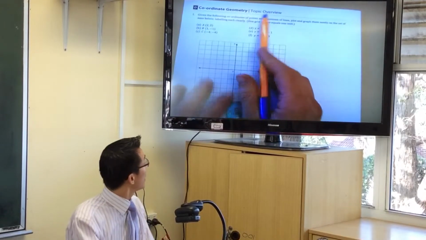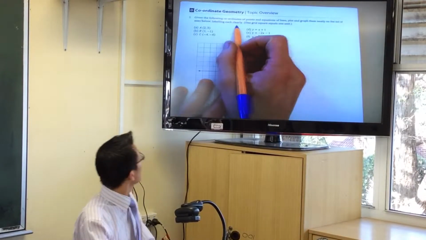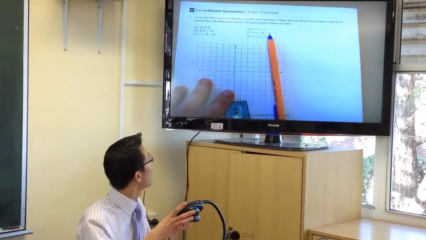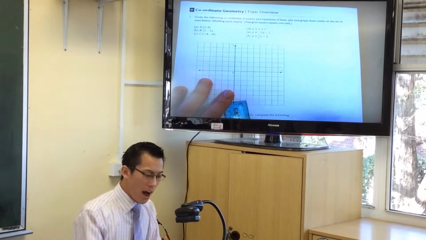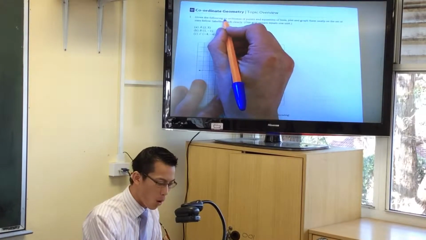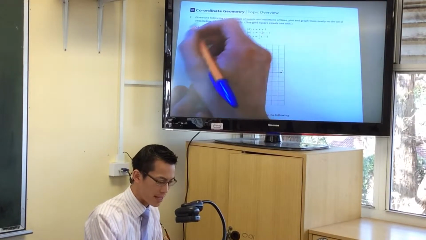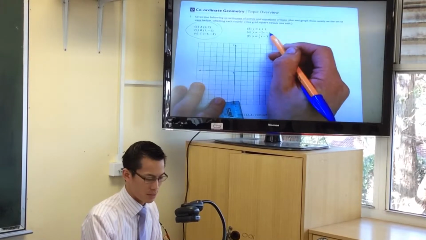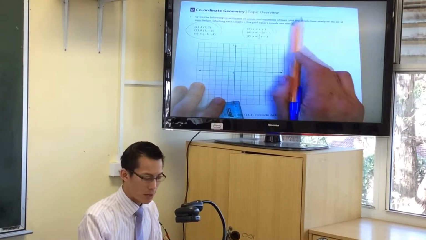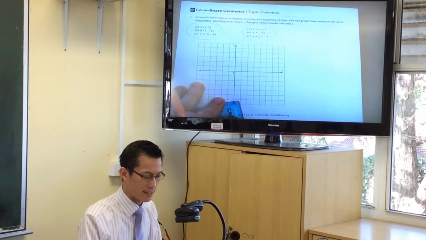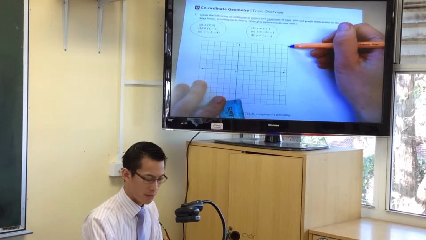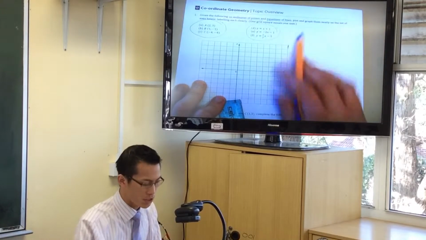Given the following, and then they name two different things. Sorry, that's a bit blurry, isn't it? Can I fix that? Alright. Can you guys read it? Yeah, that's better. Okay. Given the following coordinates of points, that's what these guys are, and equations of lines, that's what these guys are, plot and graph them neatly on the set of axes below, labeling each clearly. One grid square equals 1 unit.